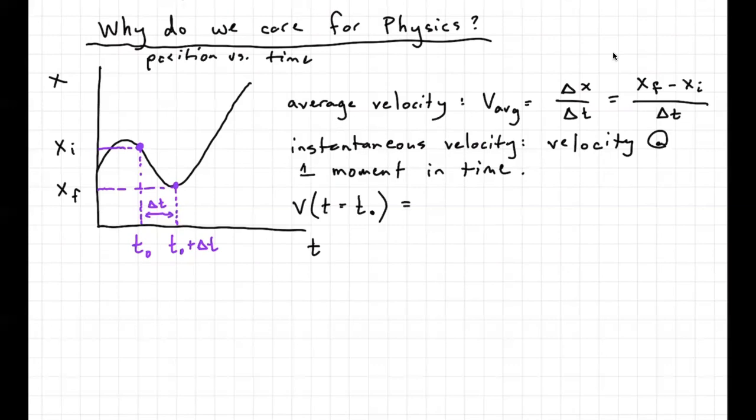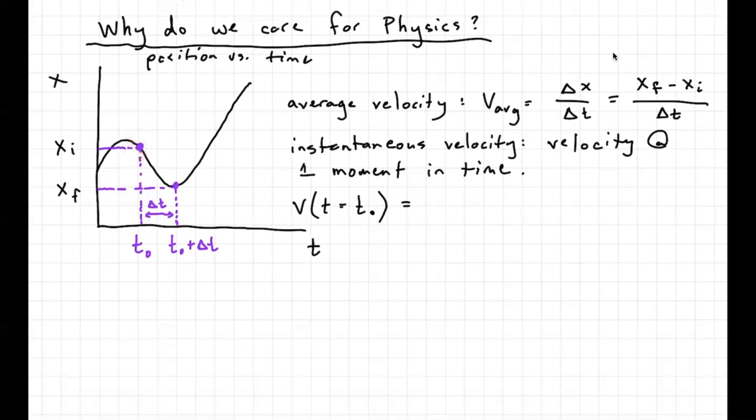Really what I need to do is shrink delta t so that the final position and the initial position approach the same position. If you imagine taking this spot right here and moving it this way along the curve, so that the amount of time that elapses between the initial and final positions gets closer and closer to zero, then I'm getting closer and closer to the actual instantaneous velocity at this spot.